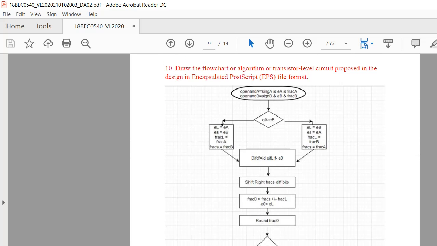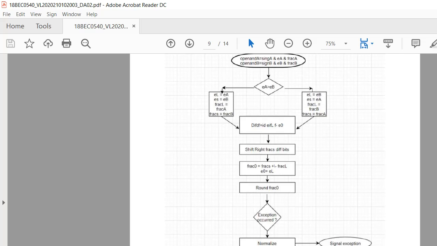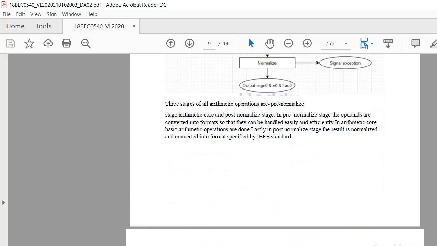This is the flowchart of the transistor level circuit proposed in the design. There are three stages of arithmetic operations in this flowchart. They are the pre-normalized stage, arithmetic core, and post-normalized stage. In the pre-normalized stage, the operands are converted into formats so they can be handled easily and efficiently. In the arithmetic core, basic arithmetic operations are done. Lastly, in the post-normalized stage, the result is normalized and converted into a format specified by the IEEE standard.